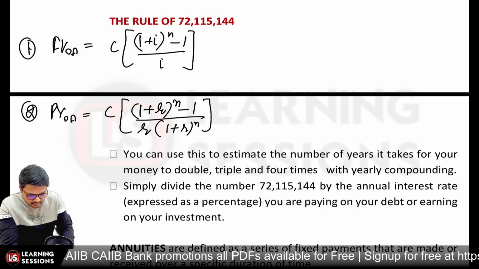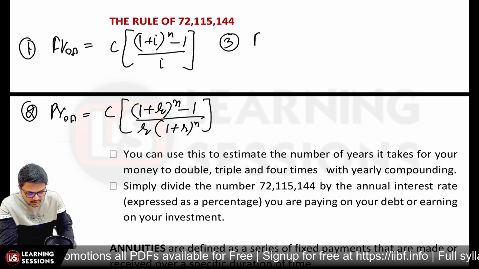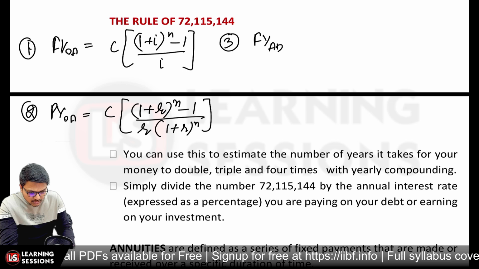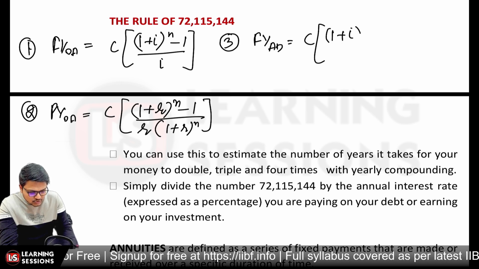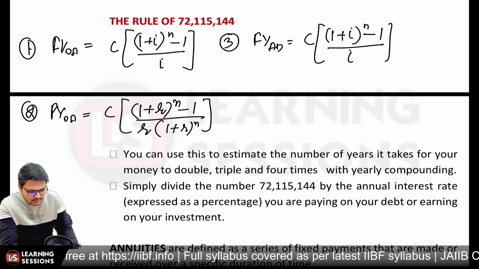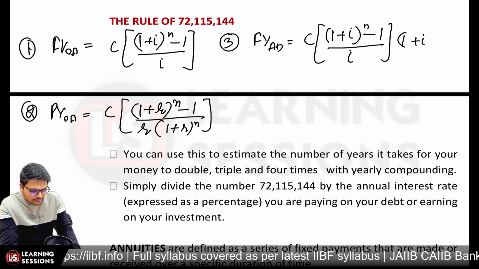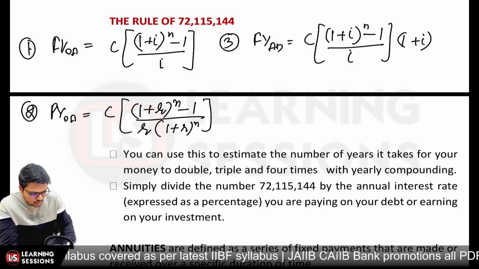For the third formula, you'll be using the same thing. That's related to the future value of annuity due. That is equal to C into (1 plus i) raised to power n minus 1 divided by i, and further (1 plus i) over here. Now, why the extra (1 plus i) over here? Let me tell you about it.